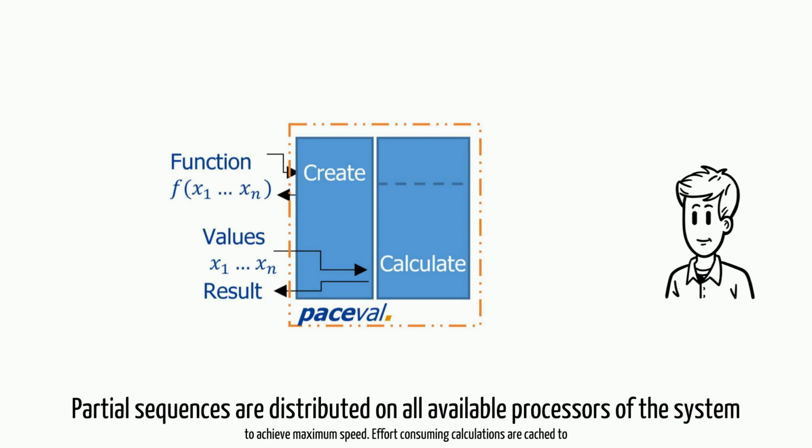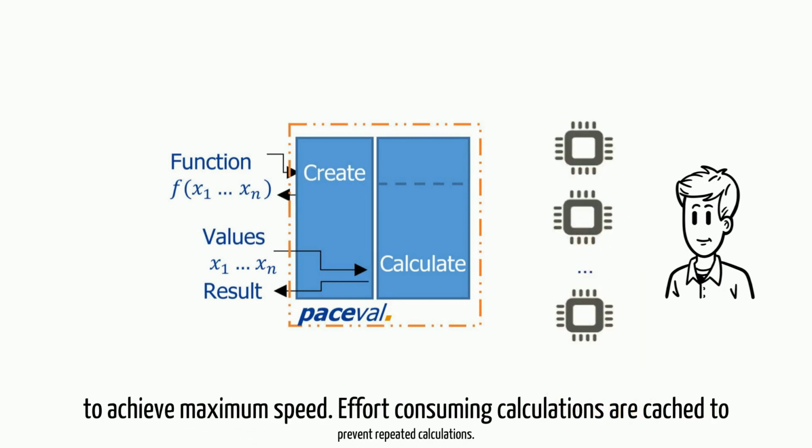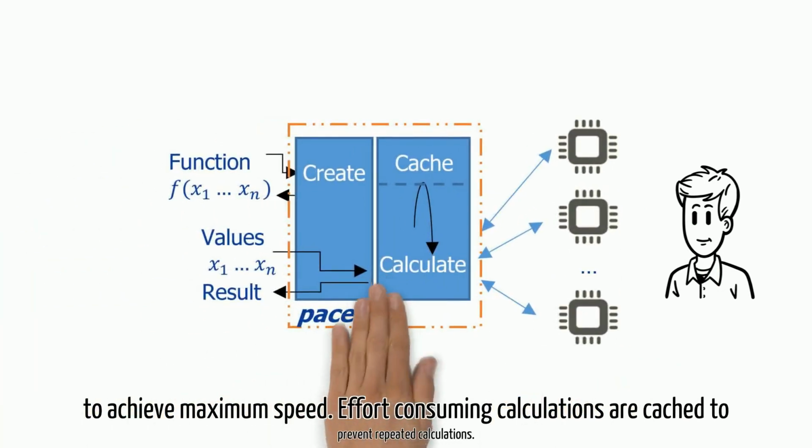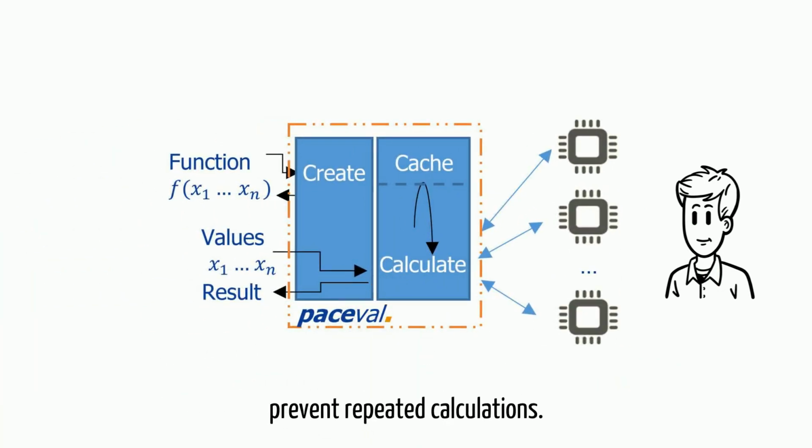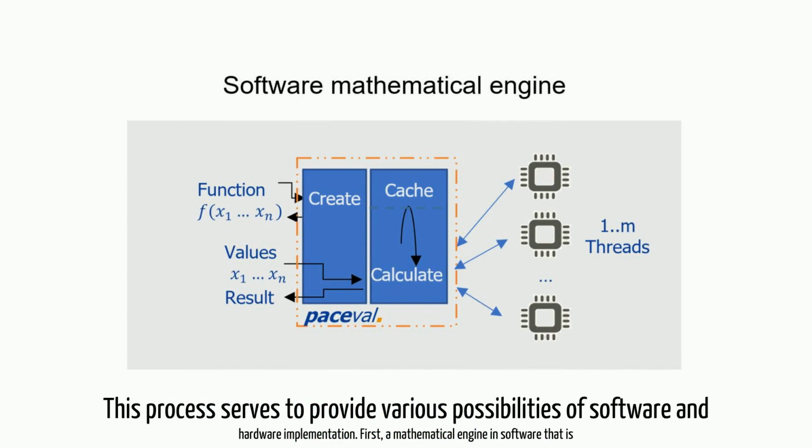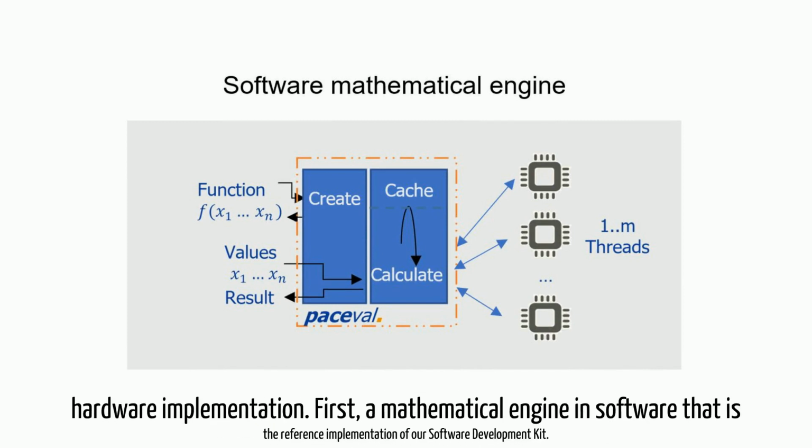Partial sequences are distributed on all available processors of the system to achieve maximum speed. Effort-consuming calculations are cached to prevent repeated calculations. This process serves to provide various possibilities of software and hardware implementation.